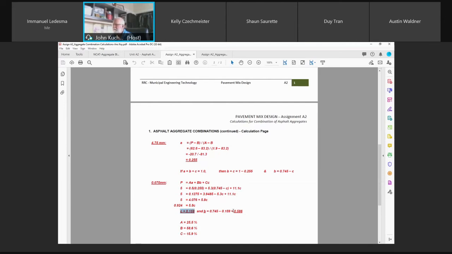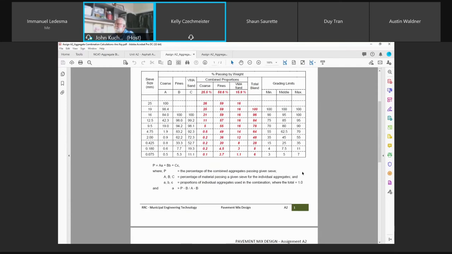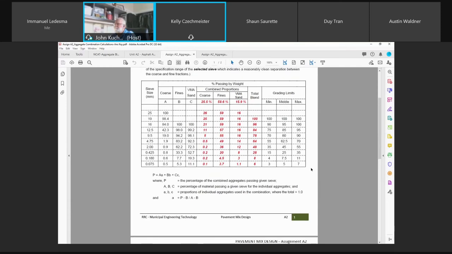So John, on that first lab, would you classify the middle grading limits on this assignment as kind of like the specs from the city of Winnipeg and use those numbers? Yeah, you could shoot for the target instead of the middle. Or you could shoot for the middle and that gives you an idea where you're at. Then you just tweak it.